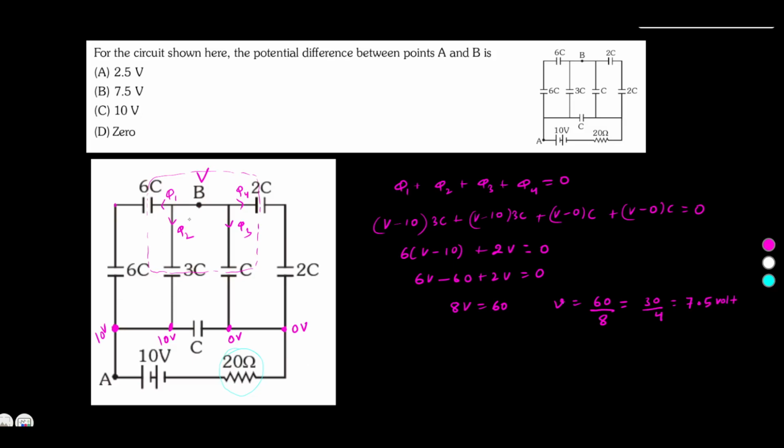So if I write VA minus VB, how much will it be? VA I have considered as 10 volt and VB we have calculated as 7.5. So the net is how much? That is 2.5 volt. So that is the answer to our given problem.